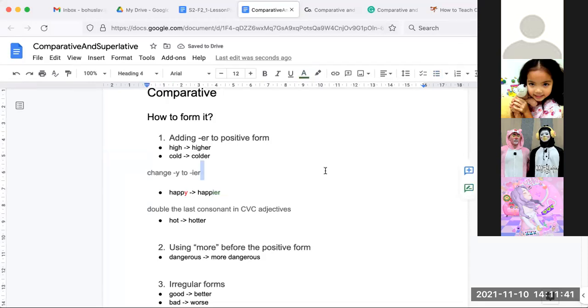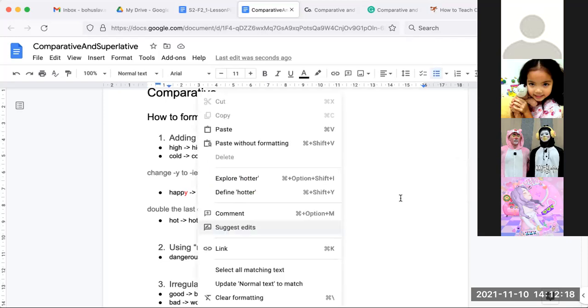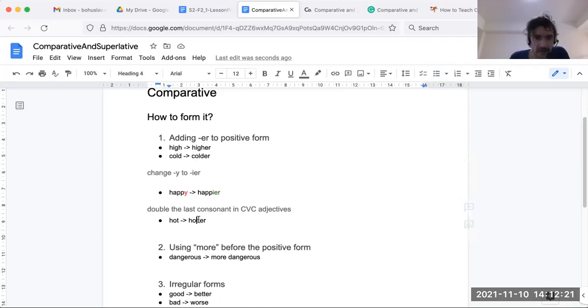And watch out when we have adjectives with the form consonant, vowel, consonant. Hot, H is a consonant, O is a vowel, T is a consonant. So it's consonant, vowel, consonant. We double the last consonant. So hot becomes hotter. This one is being doubled. See?